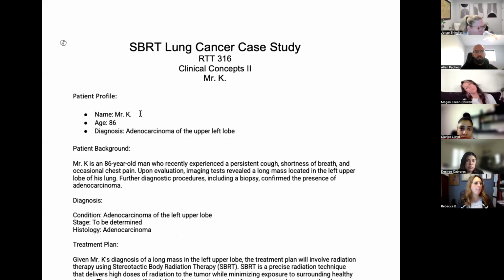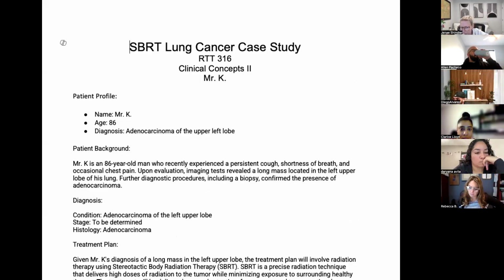All right, we'll start from the top down since Diego's turn anyway. Diego, patient profile. Mr. K, 86 years old, diagnosis adenocarcinoma of the left upper lobe. Good. The other one was squamous cell, and this one's adenocarcinoma.